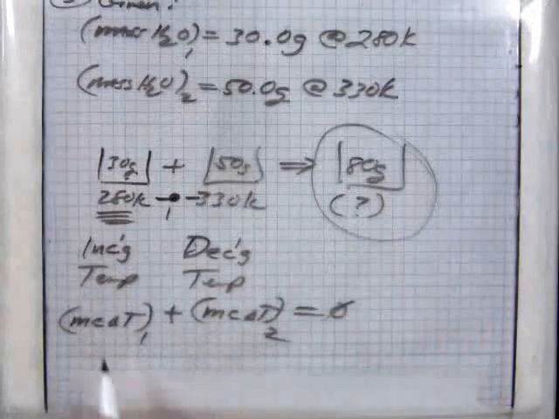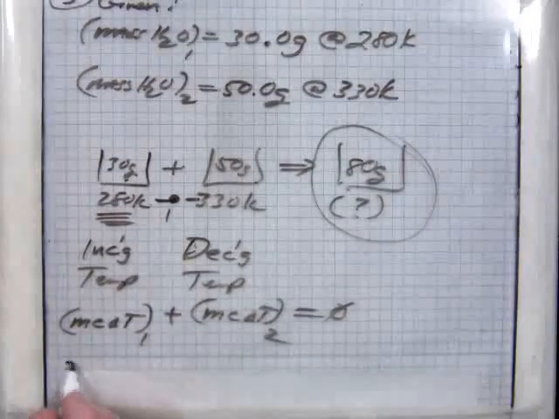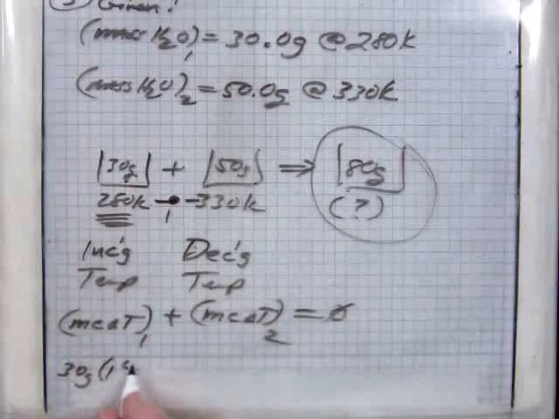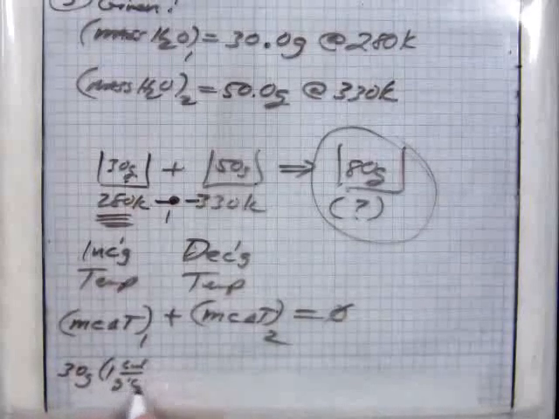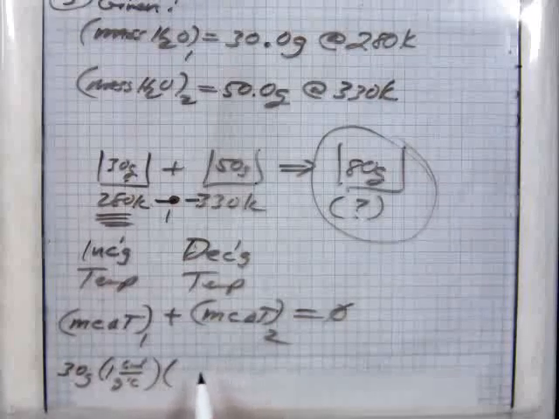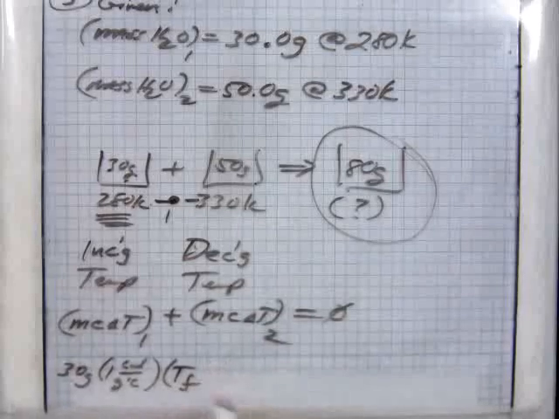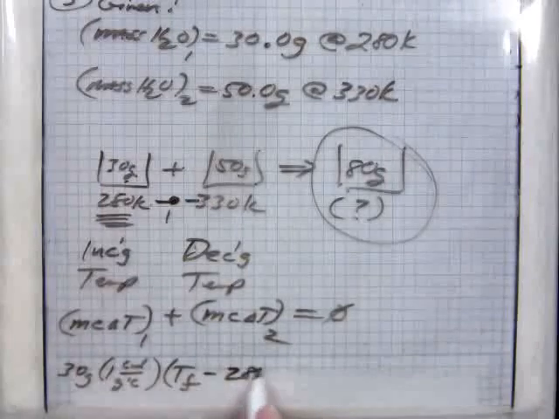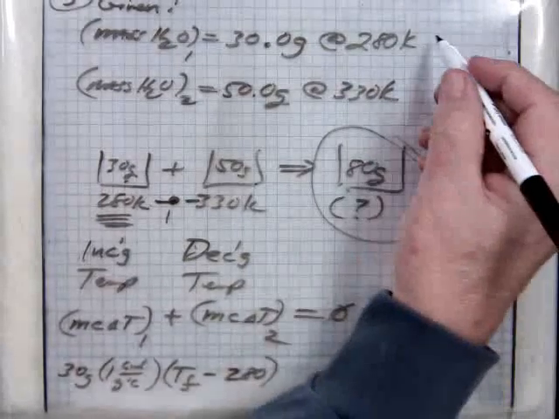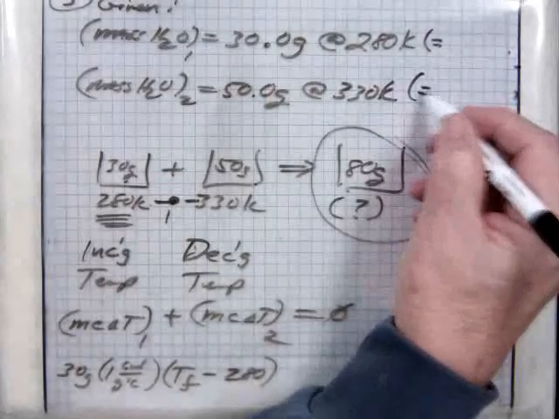So, what are our masses? Well, number 1 is 30 grams, and the water is still 1 calorie. I'm going to do it in calories per gram degrees C. And we're going from 330, we're going to T final. I'm going to make that the unknown. T final minus 280 Kelvin. And you can do it in Celsius. I better do it in Celsius, each one of these.